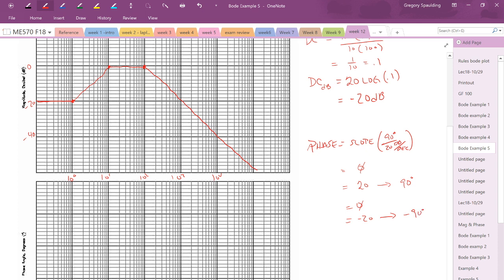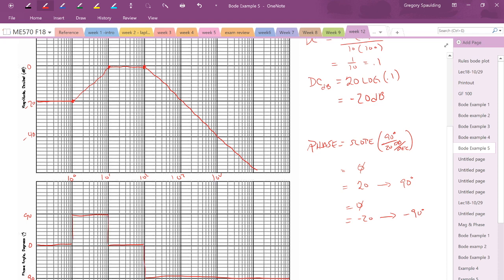Okay, so if we start looking at that: 0, 90, 0, minus 90. We're going to end up with 0 from here to here, and a positive 90 from here to here, and then a 0 again from here to here, and then a negative 90 for the rest of the way out. Okay, so this is what our asymptotic Bode looks like.